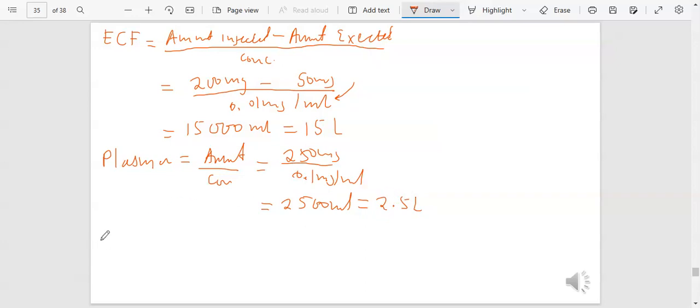The next one we've been asked is to calculate the interstitial fluid volume. And you know that the interstitial fluid volume is just ECF minus plasma.